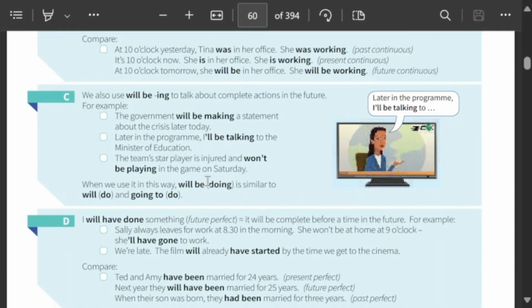Okay. Now, C. We also use will, be, and the verb with ing to talk about complete actions in the future. Let's see this a little different from what we've seen already so far. For example, the government will be making a statement about the crisis later today. The government will be making a statement. Later in the program, you understand a statement?